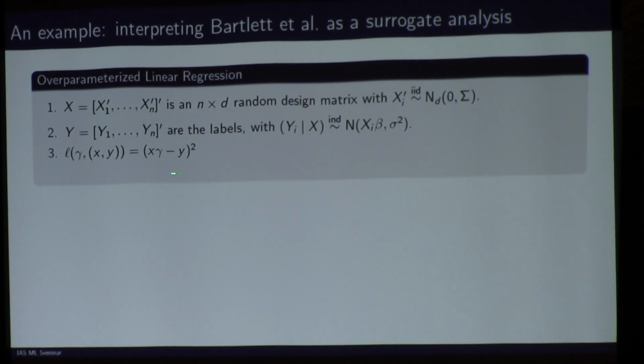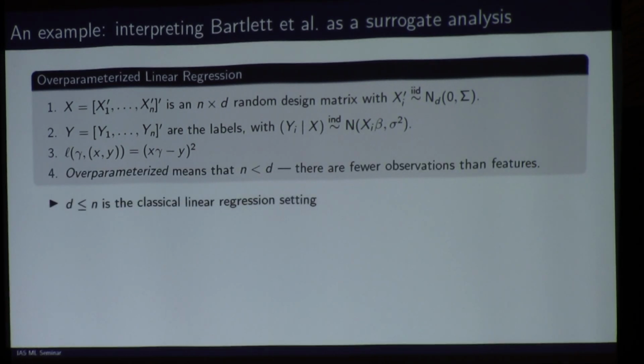And you're going to try to learn the unknown linear function that is describing the relationship between x and y, or at least the conditional expectation of y given x. And you're going to be penalized with squared error. By overparameterized, I mean that the number of data points you have is fewer than the number of features. So your covariates are in this high-dimensional space.